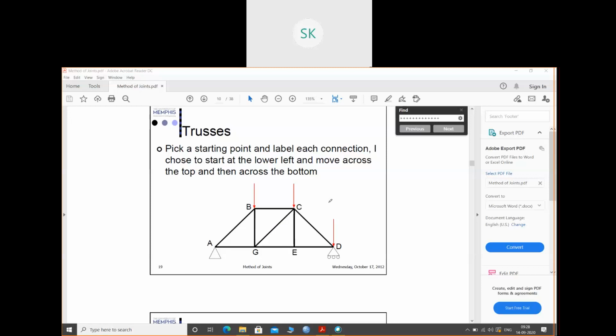So this is the truss member. All the connections I have given a name: A, B, C, D, E, G. Why have I named them? So that during the analysis I can easily recognize these joints.